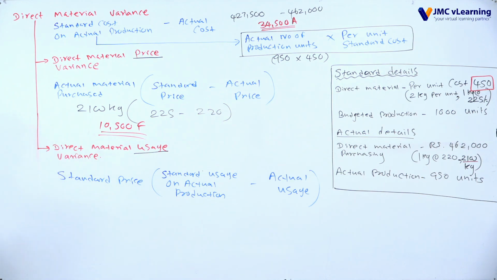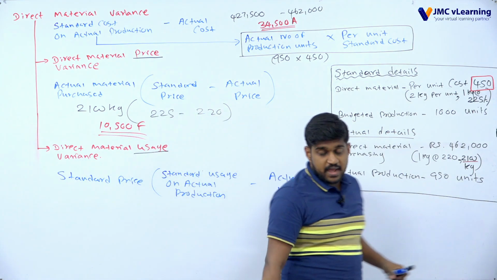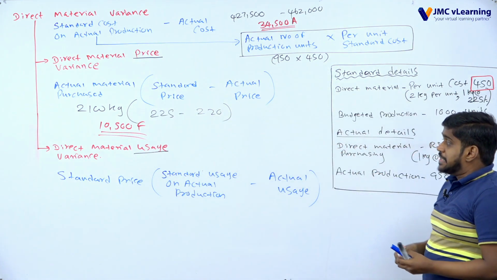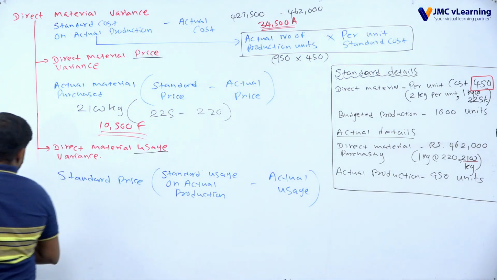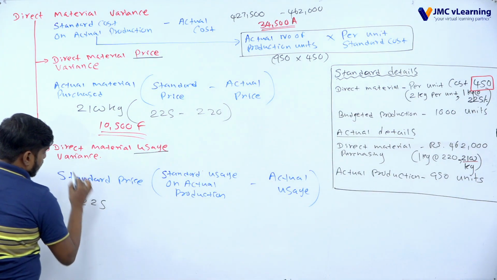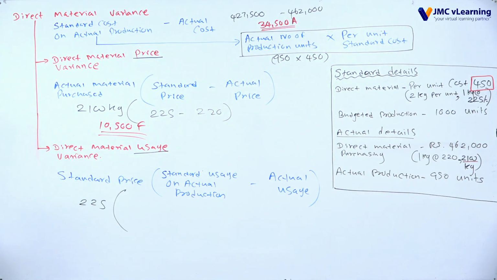Then when we come to the direct material usage variance, how can we calculate it? Standard price multiplied by standard usage on actual production minus actual usage. The standard price per kilogram is 225. Then we multiply it by standard usage on actual production. How can we calculate standard usage on actual production?